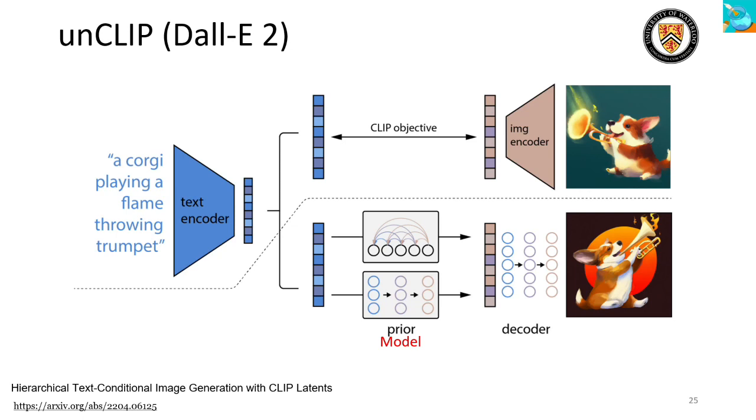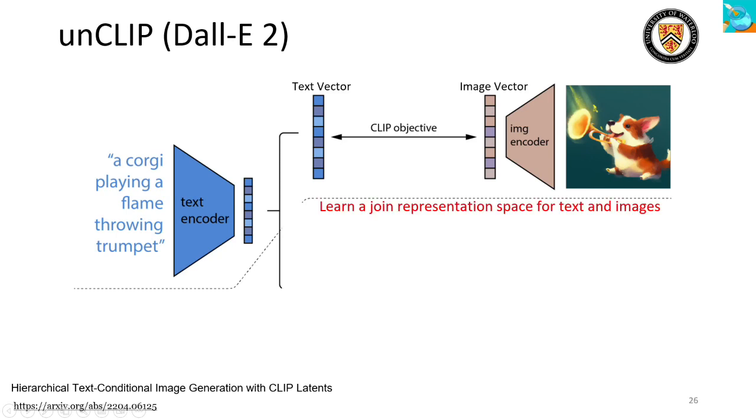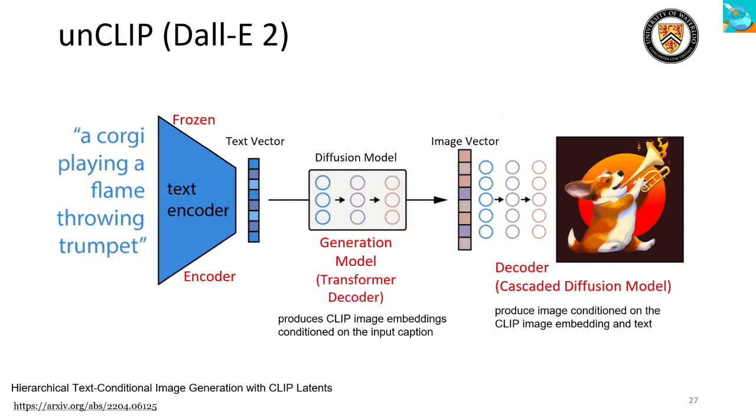Then we will talk about DALL-E 2. So you see here, DALL-E 2 leverages CLIP to perform the image generation. More in detail, it uses the CLIP latents to do it. First, it learns a joint representation space for text and images. And then in the generation process, it also follows the paradigm of having an encoder, then a generation model, and then a decoder.